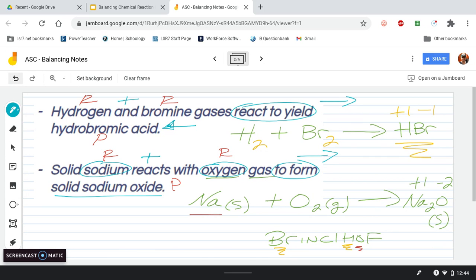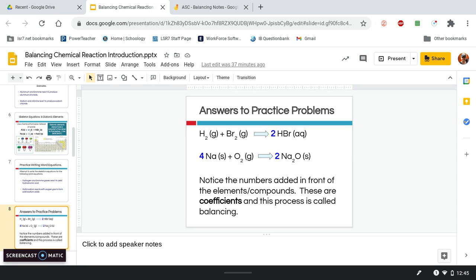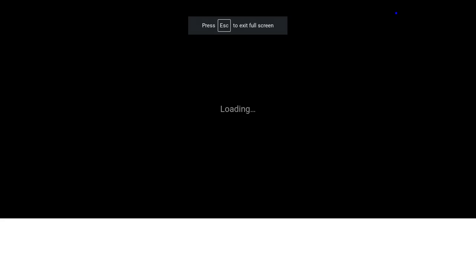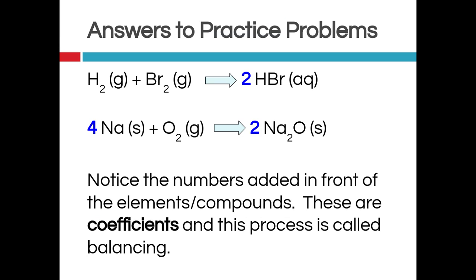Now, once again, this diatomic thing is usually what poses us the most difficulty. All right, so we're going to go on and be looking at these here in a minute. So let me go back to the notes for a minute. We've got our answers right there. And I went ahead and balanced these. And so it says, notice numbers added in front of the elements or compounds. These are called coefficients. And this process is called balancing. That's what we're building up to.